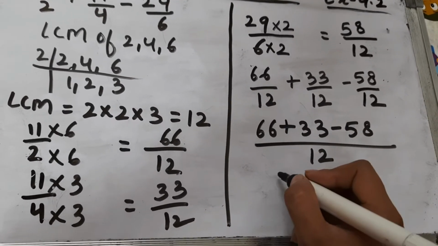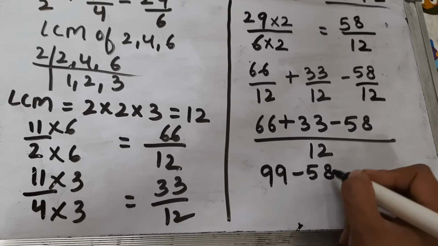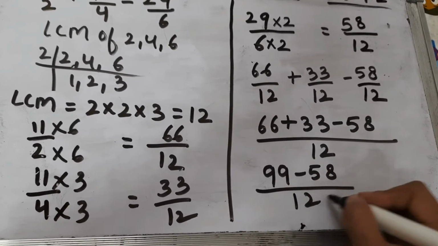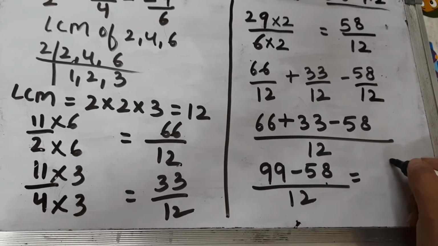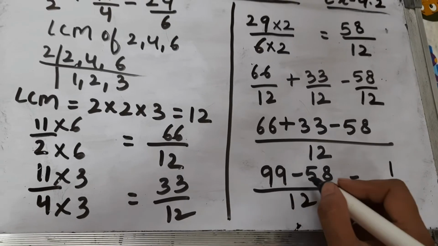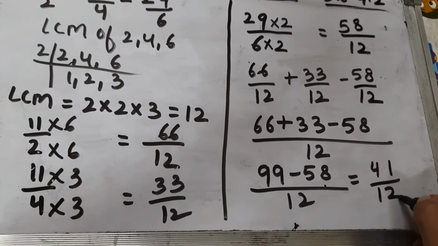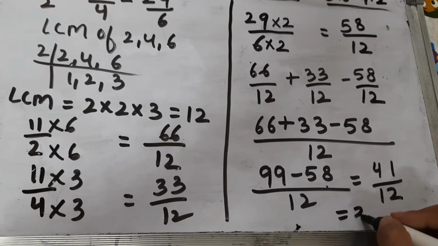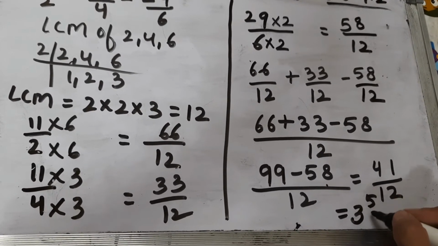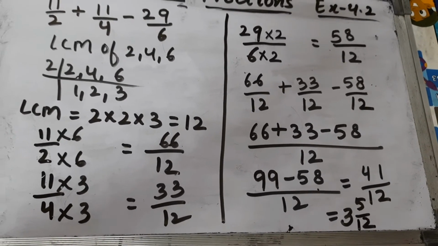Add 66 and 33. This will be 99 minus 58/12, and 99 minus 58 is 9 minus 8 is 1, and 9 minus 5 is 4. So this will be 41/12. Convert it into mixed fraction. 12 3s are 36, so 3 5/12. Okay, so this is B part of question number 5.